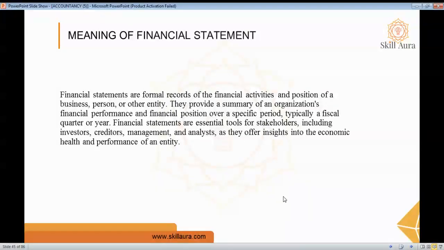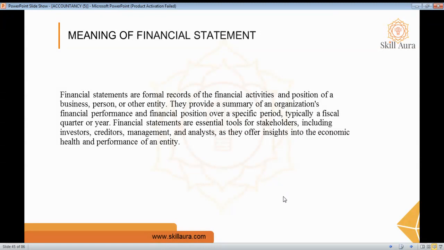I'm Lavanya. Today we are going to learn one of the important topics in accountancy, that is financial statements. Let's start with the meaning of financial statements. Financial statements are formal records of financial activities and the position of a business, a company, or a person that provide a summary of an organization's financial performance and financial position over a specific period of time.